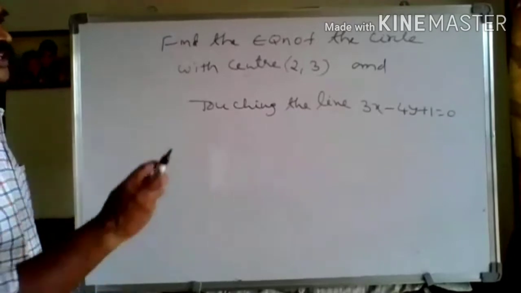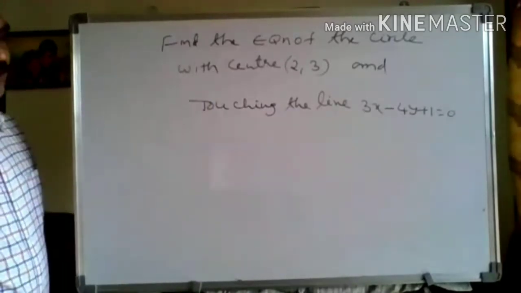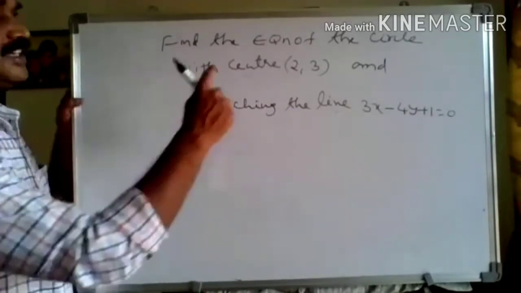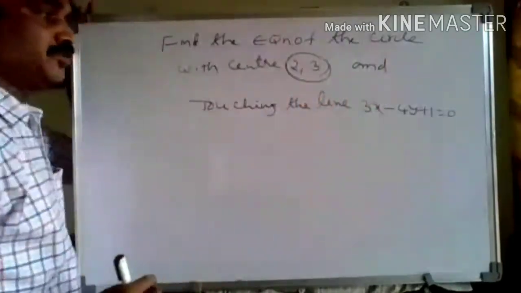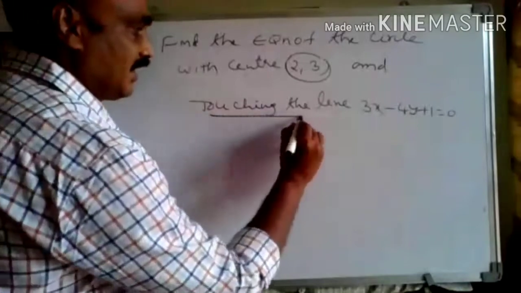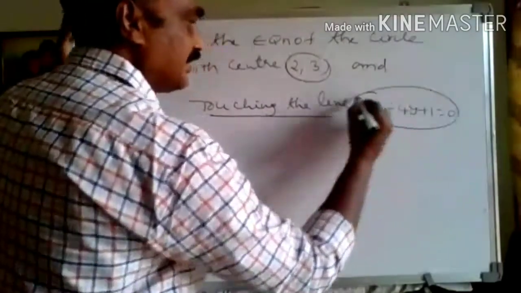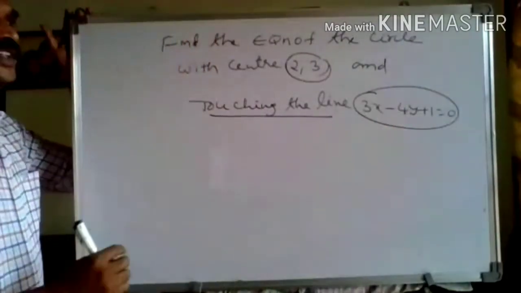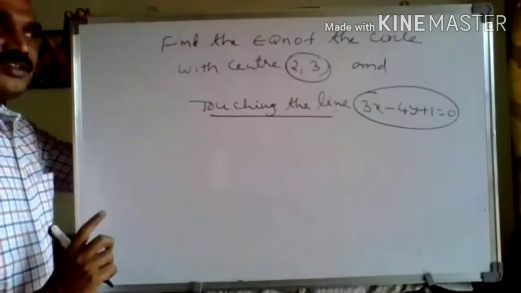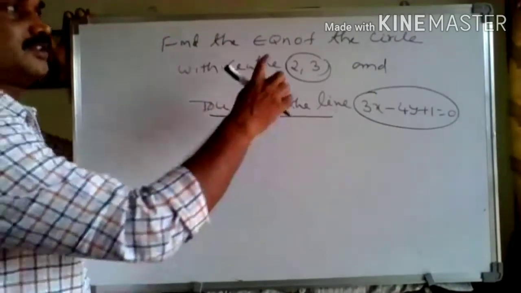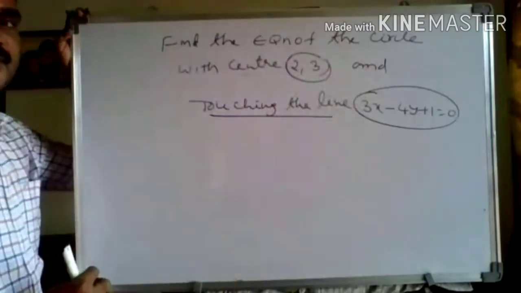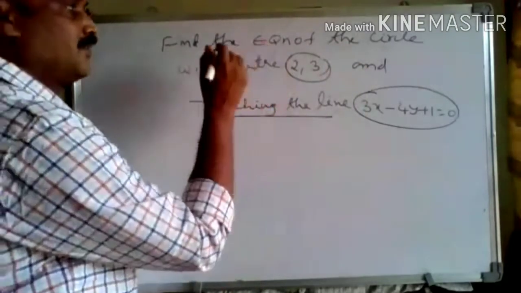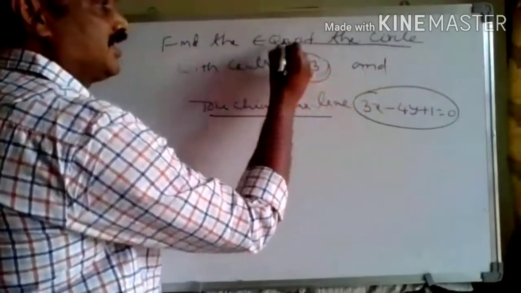Next problem. Find the equation of the circle with the center 2 comma 3 and touching the line 3x minus 4y plus 1 is equal to 0. Here we calculate the equation of the circle, not the length of the chord.